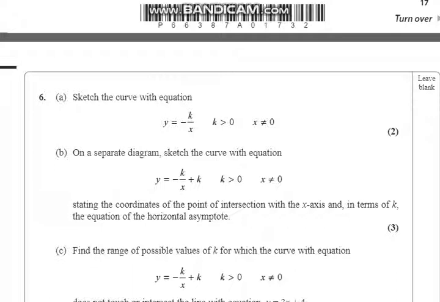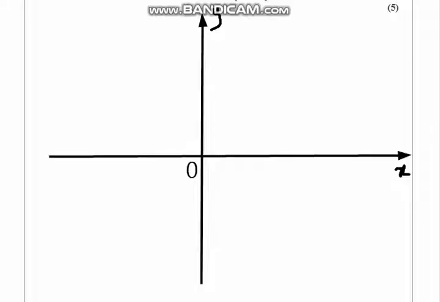On a separate diagram, sketch the curve with equation y equals minus k upon x, plus k, stating the coordinates of the point of intersection with the x-axis, and, in terms of k, the equation of the horizontal asymptote. So there's going to be an addition of a horizontal asymptote, and I'll show you where. Now remember guys, a horizontal asymptote aligns with the y-axis, not the x-axis. For the x-axis, that's a vertical line there, so I'll draw a horizontal line with y equals k when x is 0. There you go guys, that's the line.